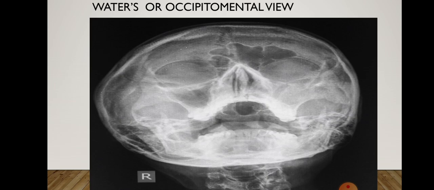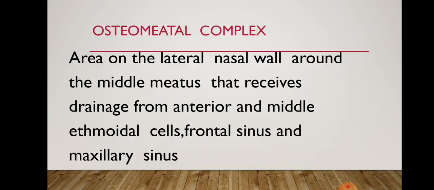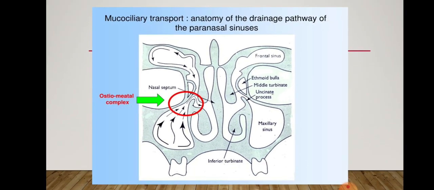And this important X-ray you have in your viva is the Waters view, or occipitomental view, which is a plain X-ray taken with the patient's mouth wide open. So you can visualize the sphenoidal air sinus via the mouth, and you can visualize all the sinuses in this view. And about the osteomeatal complex, it's an area on the lateral wall of the nasal cavity around the middle meatus that receives drainage from the anterior and middle ethmoidal air cells, frontal sinus, and the maxillary air sinus. So this picture will give you the location of the osteomeatal complex.